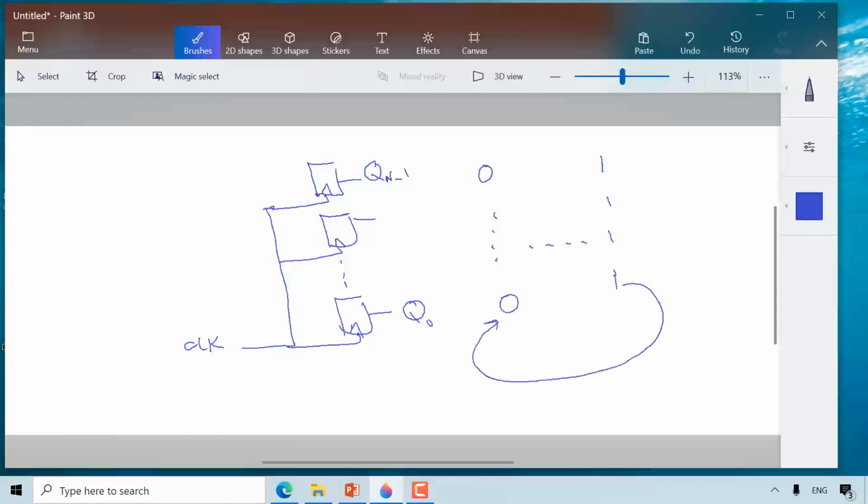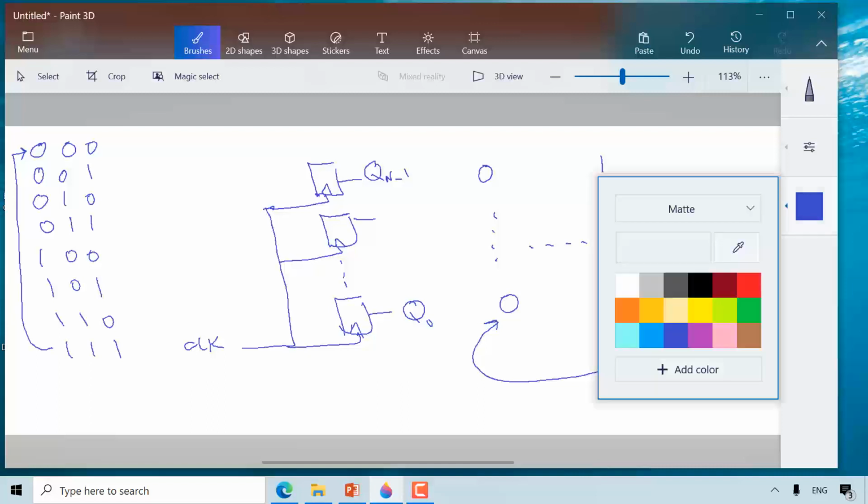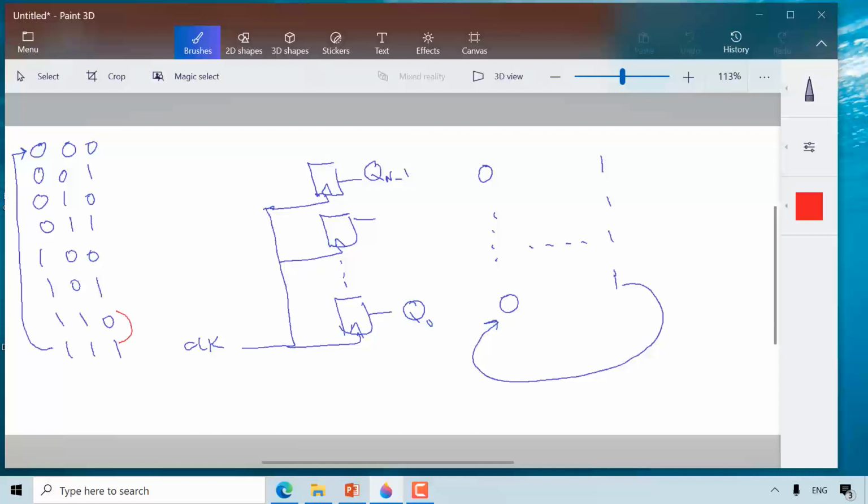sequence. So for example, if you have a 3-bit counter, you will count from 0 0 0, 0 0 1, 0 1 0, 0 1 1, 1 0 0, 1 0 1, 1 1 0, 1 1 1, and then go back and start again. So this is an up counter. If it is a down counter, you go from the top all the way down, and then you come back and repeat the series.